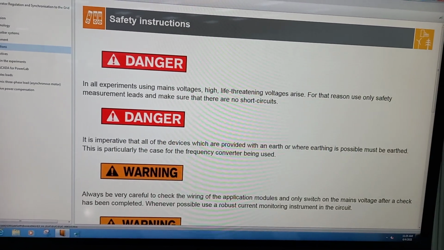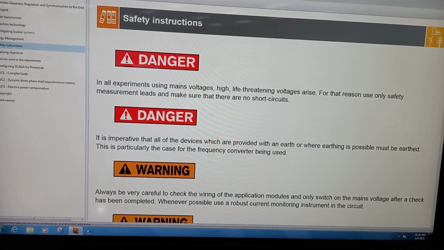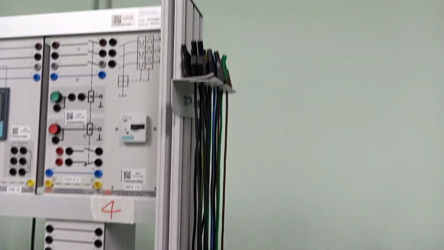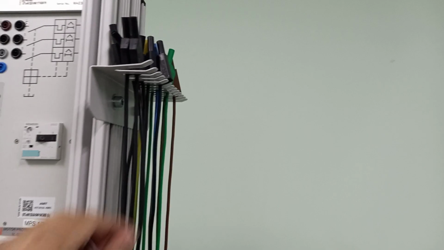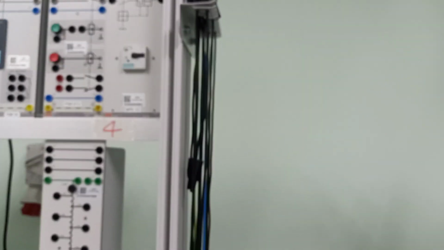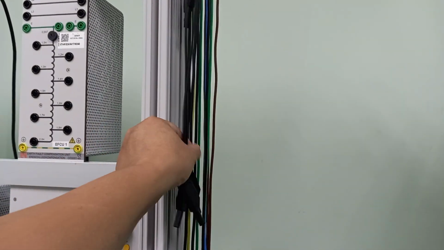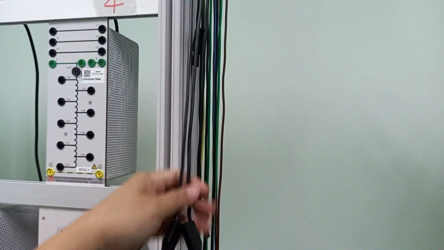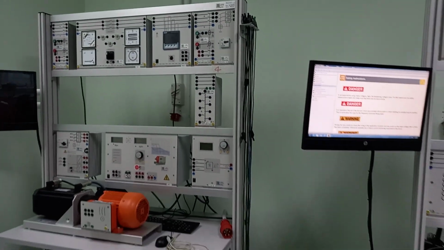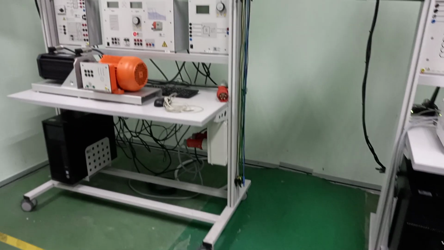So in this particular instruction, it asks you to make sure you use proper cables. Basically, this is the so-called banana to banana, a banana connector. There you can have shorter, medium, and the longest one, as you can see like that.